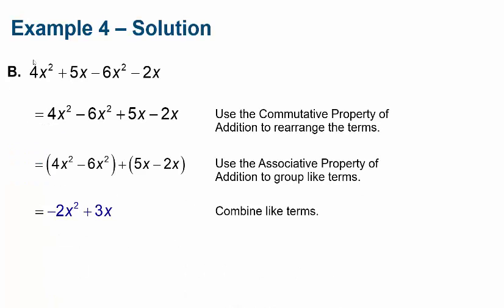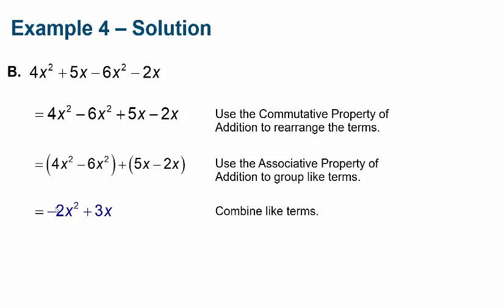All right, this one here, 4x squared plus 5x minus 6x squared minus 2x. Let me rearrange the terms so like terms are next to each other. The x squared terms are like terms, so I'm going to put 4x squared and minus 6x squared next to each other. And then I have 5x minus 2x. Group them and subtract the coefficients. So 4 minus 6 gets me minus 2, and then I have the x squared. And 5 minus 2 gets me the 3.